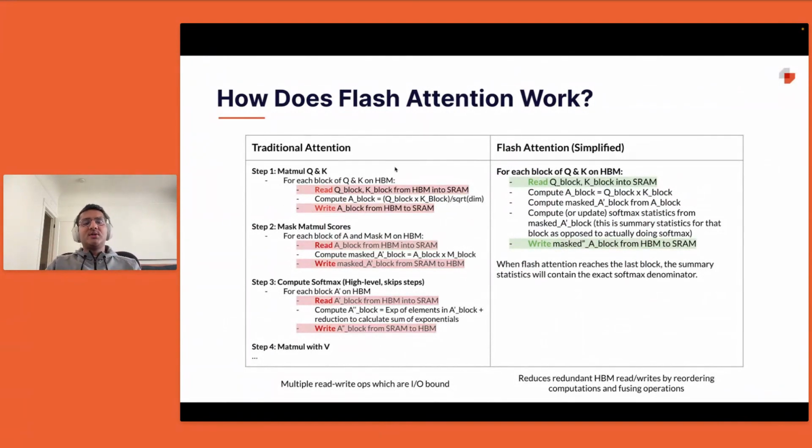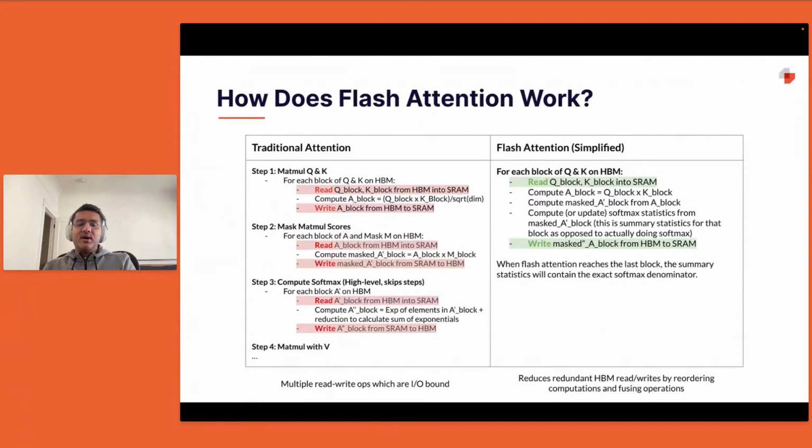So you can do this to compute query times key. You can do this to do the masking, and you can do this to compute softmax, and then you can do this to compute matmul. But in each step, the issue is that because of how SRAM is designed, you need to read a small chunk, do a computation, and then write it back to HBM. And the read and write operations are really expensive and are essentially IO bound operations.